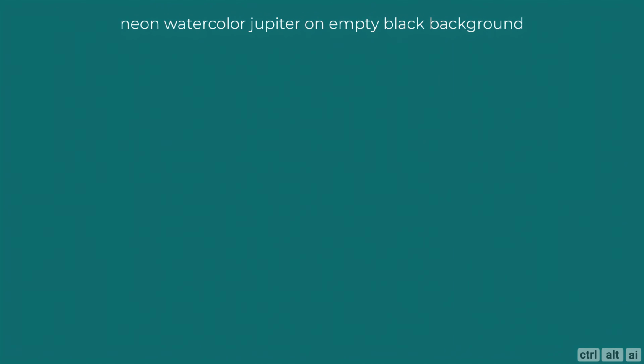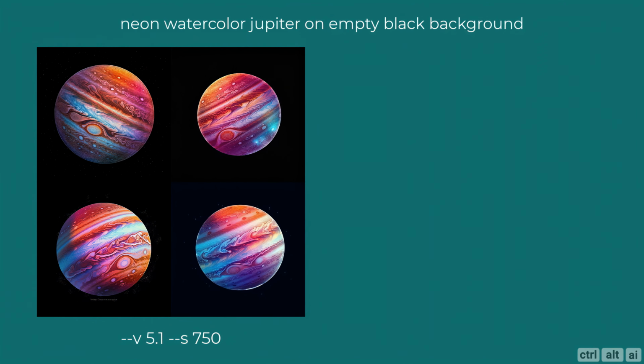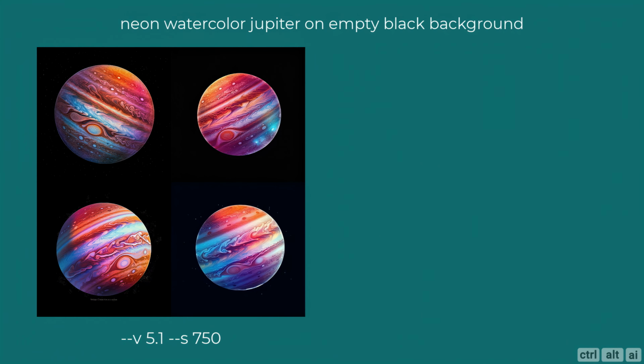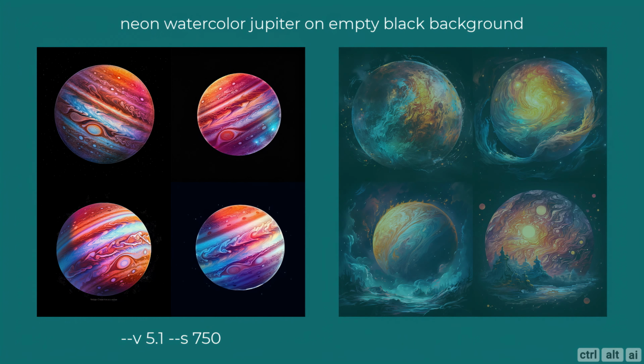So let's get started. The first prompt I am using is a neon watercolor Jupiter on empty black background. Short and sweet. I am not using the seed command here. Version 5.1 is regenerated as a new prompt. The first image is accurate to what I asked. And surprisingly, even without using the seed, it was precisely the same as when I used the same prompt last time. Now let's look at version 5.2.